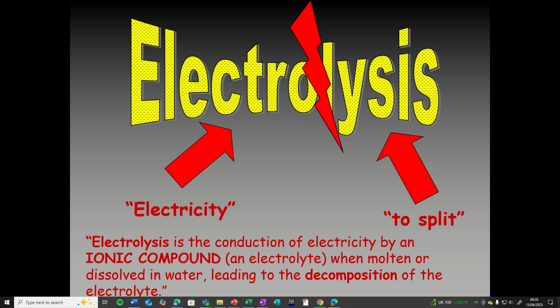Okay, now you might be asked, why does the electrolyte have to be molten or dissolved in water? Well, that's because the ions have to be free to move. If you remember back to last year, you would have learned that ionic compounds can only conduct electricity when the ions are free to move. And the ions are only free to move when the bonds are broken. And the bonds are broken either by melting it, making it molten in other words, or dissolving it in water.